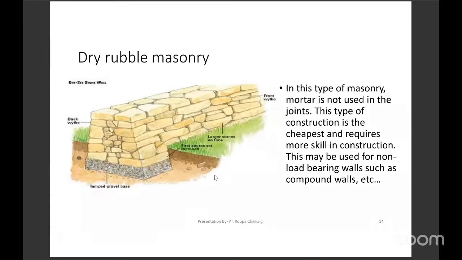So obviously these are not used for making a solid or a permanent wall. It is more for temporary walls. Then this is dry rubble masonry.